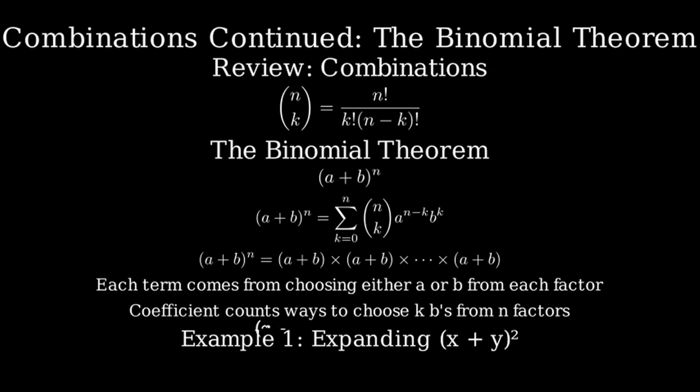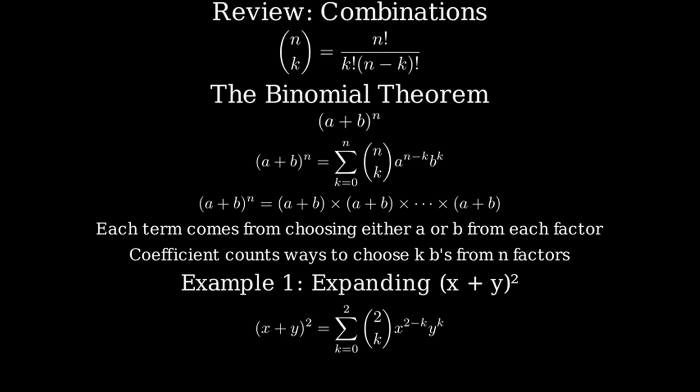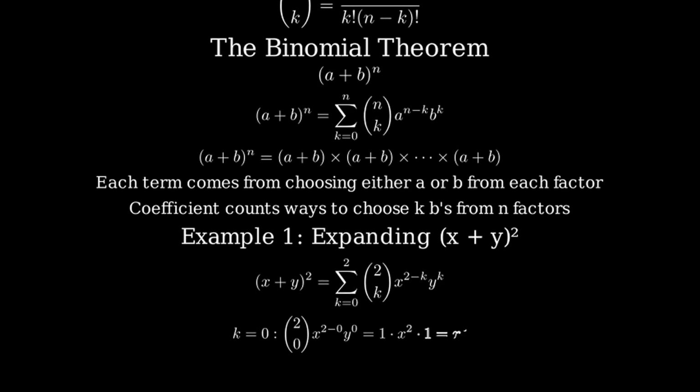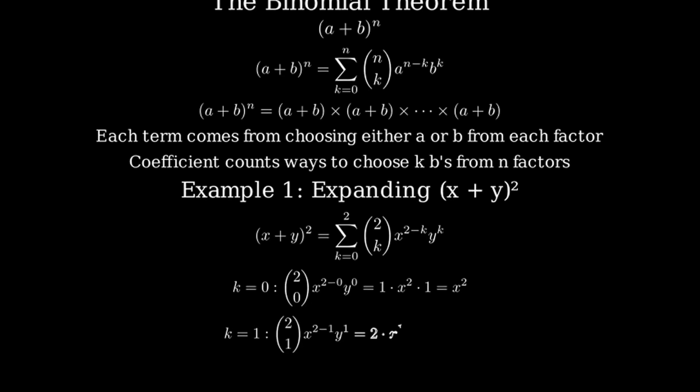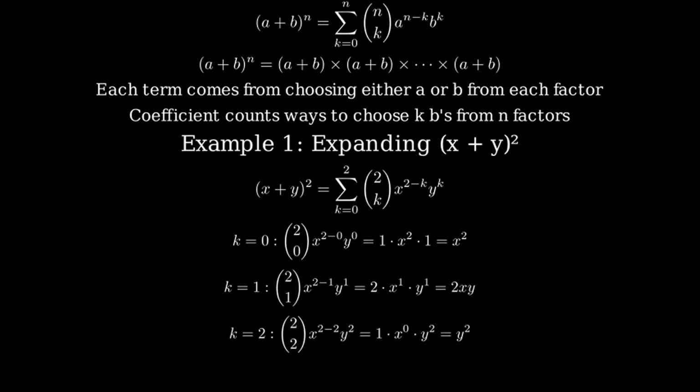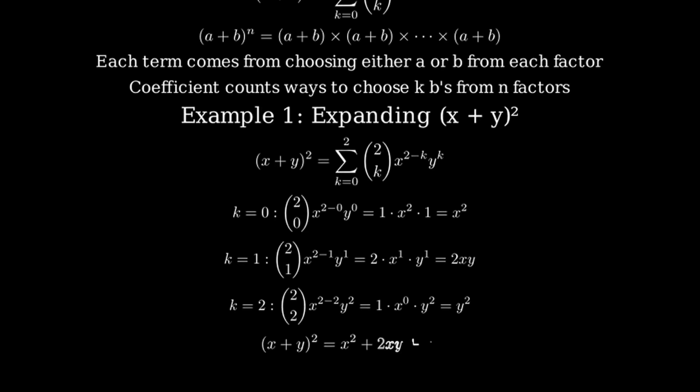Using the binomial theorem, we get the sum from k equals 0 to 2 of 2 choose k times x to the power of 2 minus k times y to the power of k. When k equals 0, we have 2 choose 0 times x squared times y to the power of 0, which is 1 times x squared times 1, or x squared. When k equals 1, we have 2 choose 1 times x to the power of 1 times y to the power of 1, which is 2 times x times y, or 2xy. When k equals 2, we have 2 choose 2 times x to the power of 0 times y squared, which is 1 times y squared, or y squared. So, (x + y)^2 equals x squared plus 2xy plus y squared.